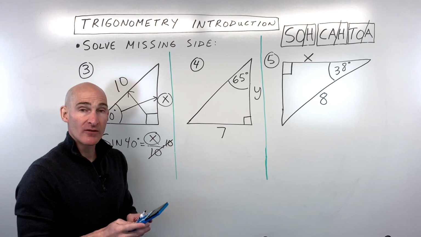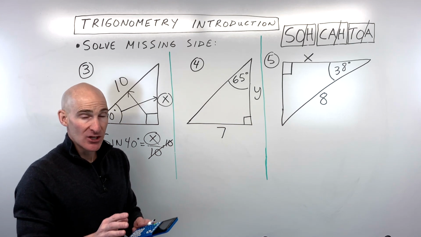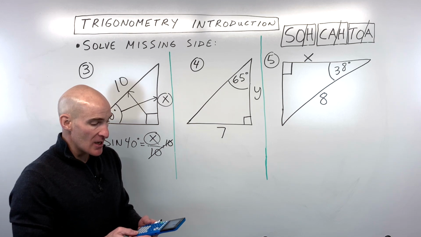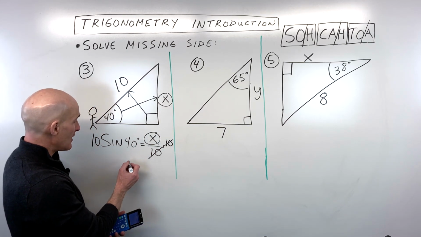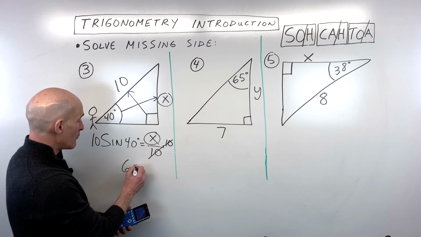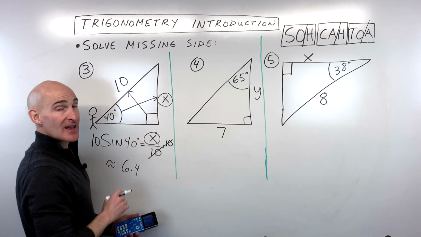The other thing you want to make sure of is that you're in degrees and not radians. So you might have to go to your mode and check that you're in degrees. So 10 times the sine of 40 degrees, I'm just going to round to the nearest tenth. That comes out to 6.4. So I'll just say approximately 6.4 is the length of that side.